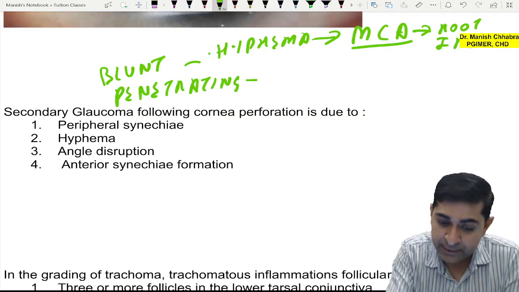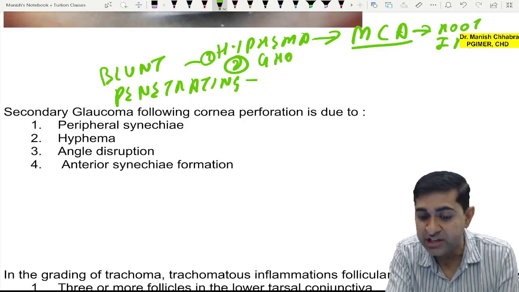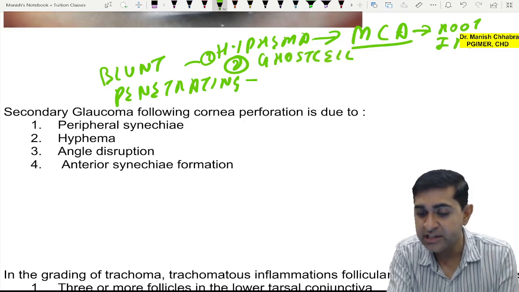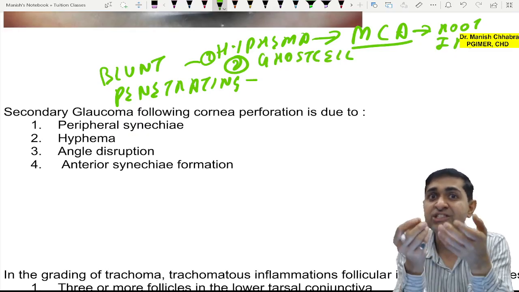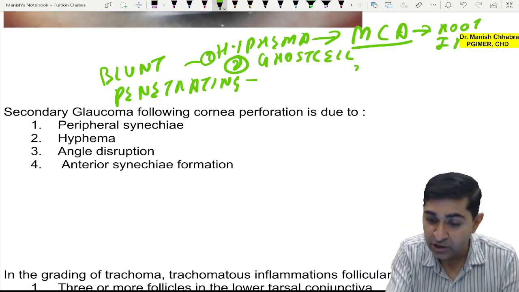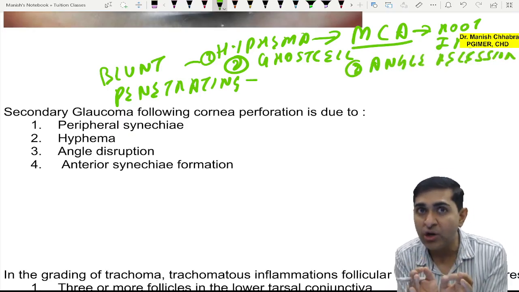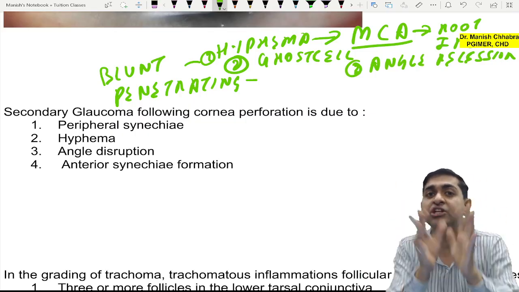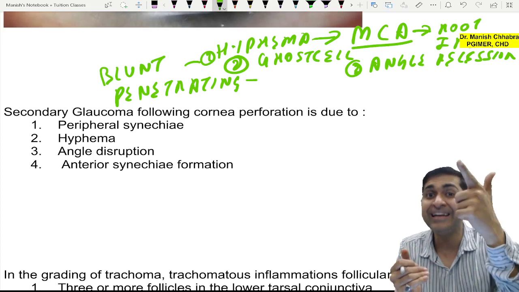Yes, there can be another cause of glaucoma, which is ghost cell glaucoma. Ghost cell can also be seen in blunt trauma. It is actually the RBC which gets stuck in the trabecular meshwork. Third is angle recession. Angle recession is tear between circular and longitudinal muscles of the ciliary body. That can also lead to glaucoma later.